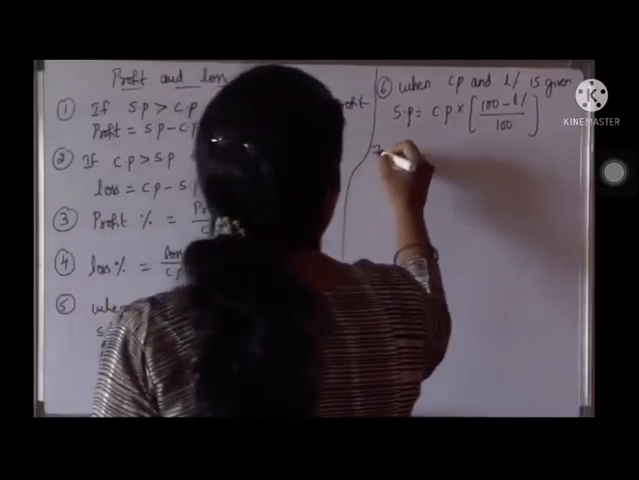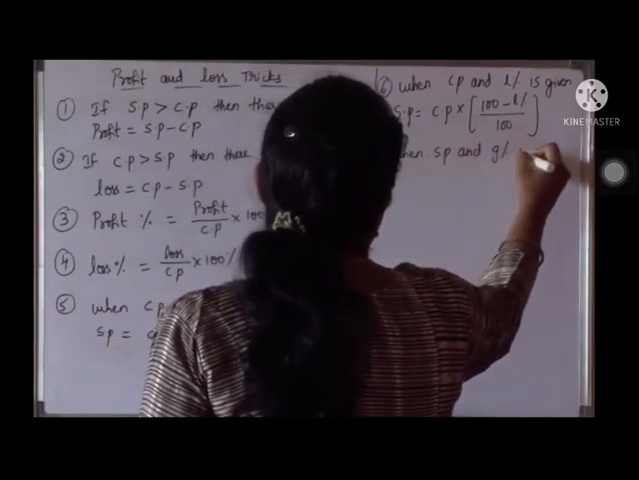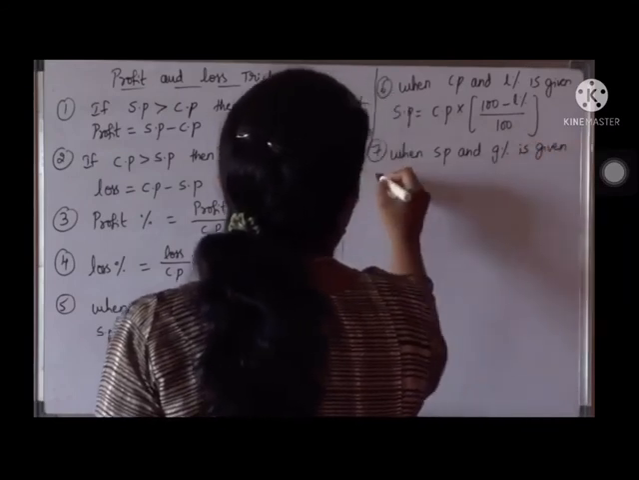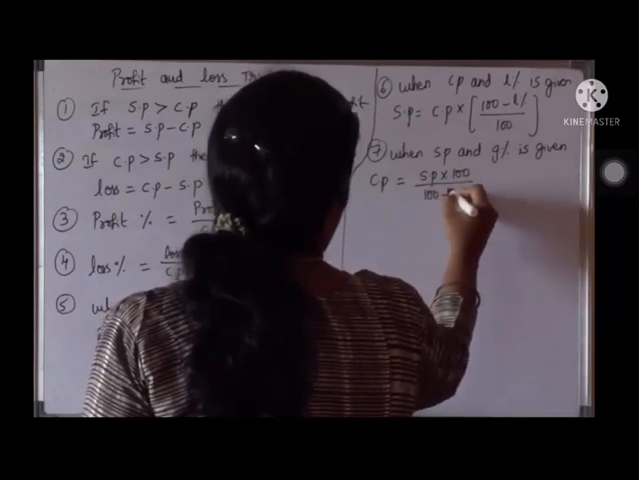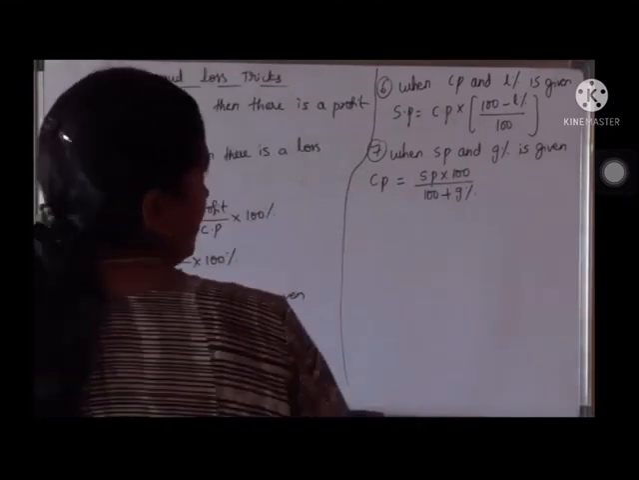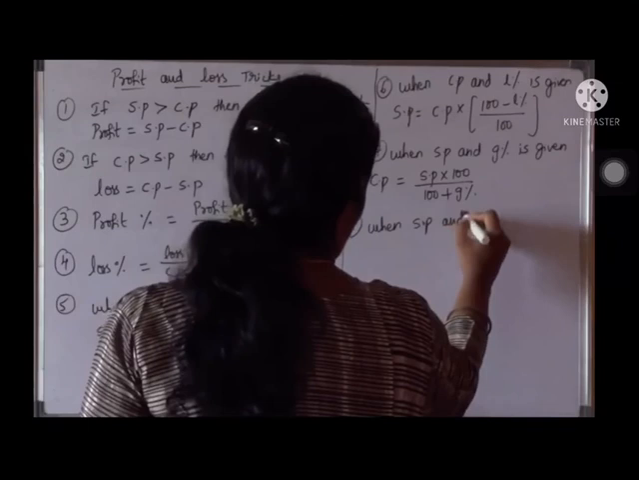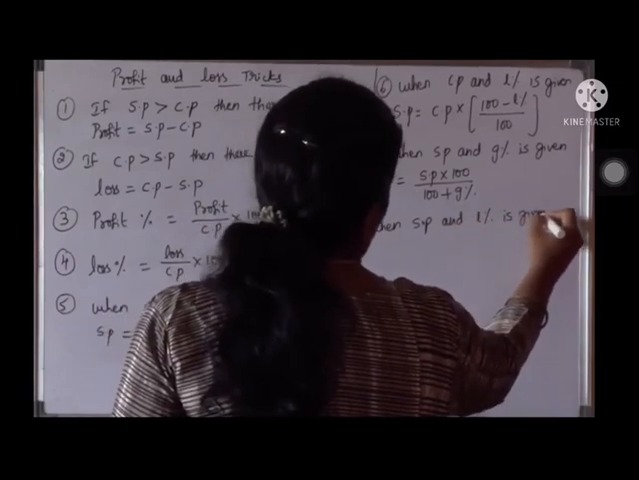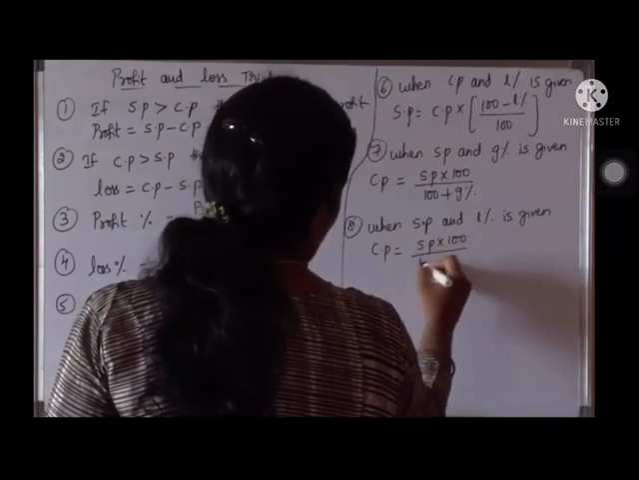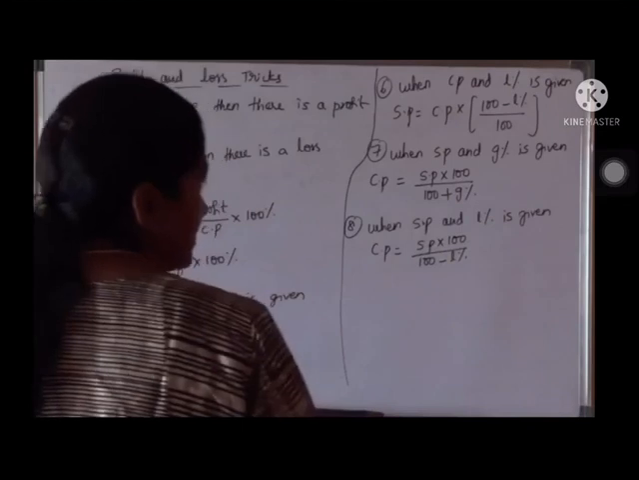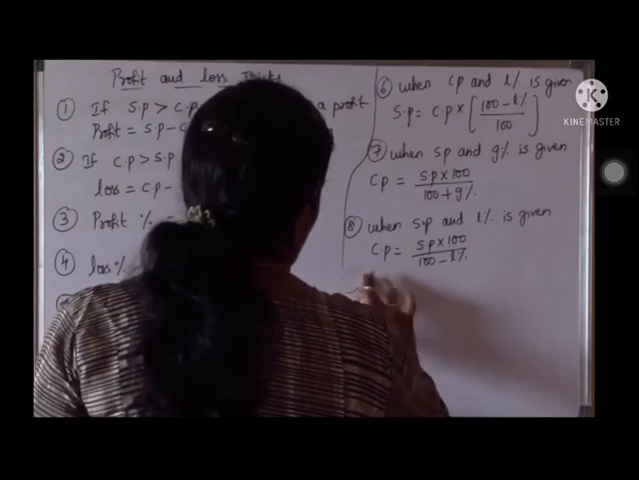Next one is when SP and gain percentage are given, how to find CP? CP is nothing but SP into 100 by 100 plus gain percentage. This is a formula. And next one, when SP and loss percentage are given, how to find CP? SP into 100 by 100 minus loss percentage. Okay, children. Next, I'll rub the board. In the next page, I am going to write.